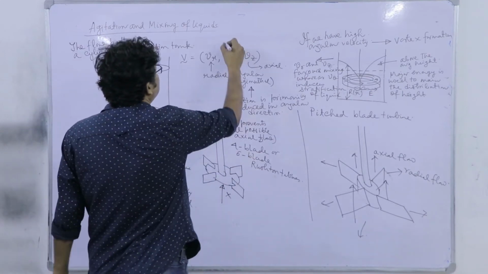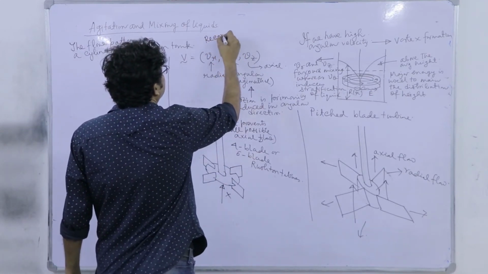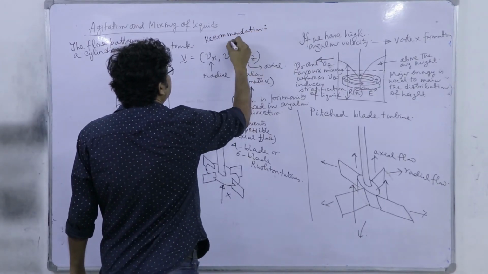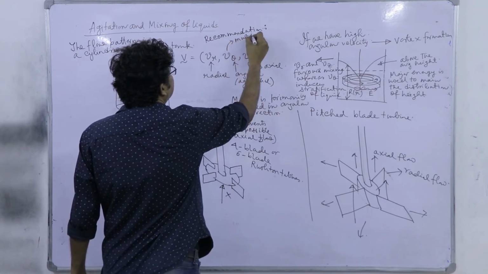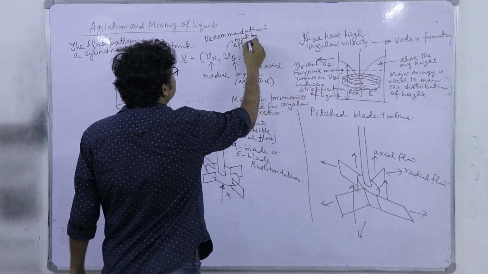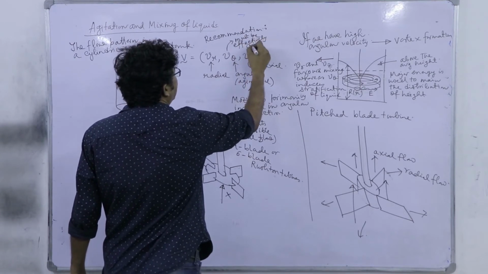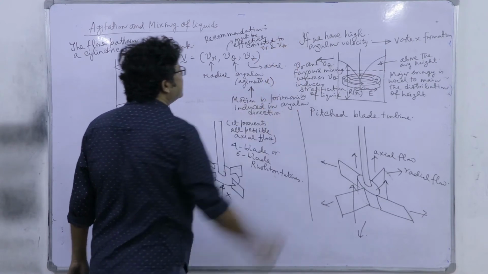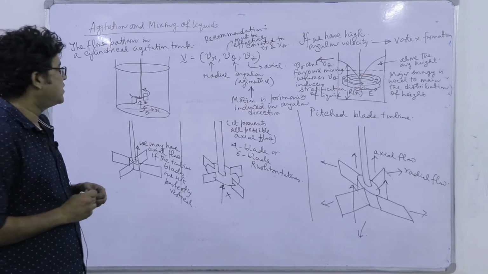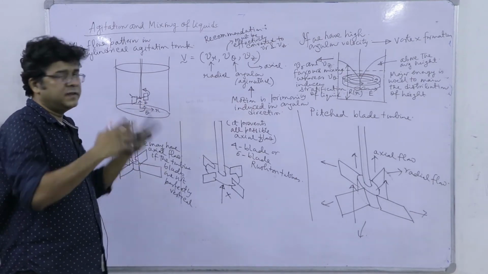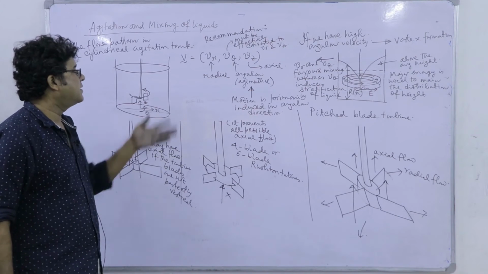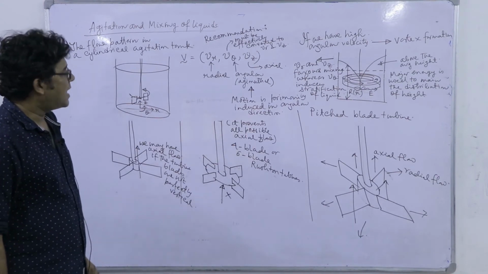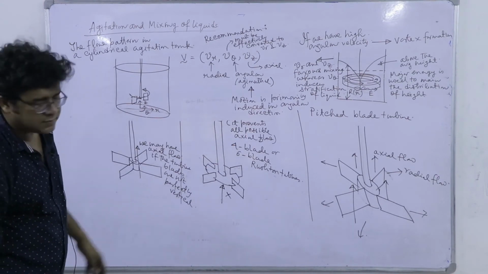So what do we have to do? The recommendation is that V theta must be effectively converted to VR and Vz. The primary angular motion which is induced by the shaft is to be majorly converted into VR, that is radial, and this axial component. The tangential component should be reduced as much as possible.